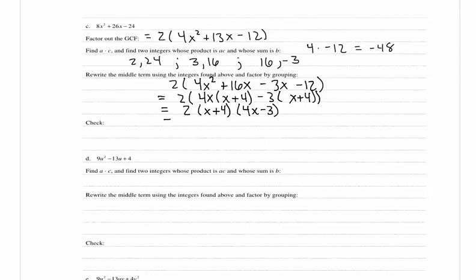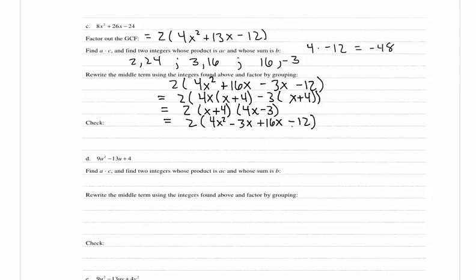And now they want us to check it. So we have 2 times, now we're going to FOIL out our binomials, and we get 4x squared minus 3x plus 16x minus 12. And that's the polynomial that we started with.